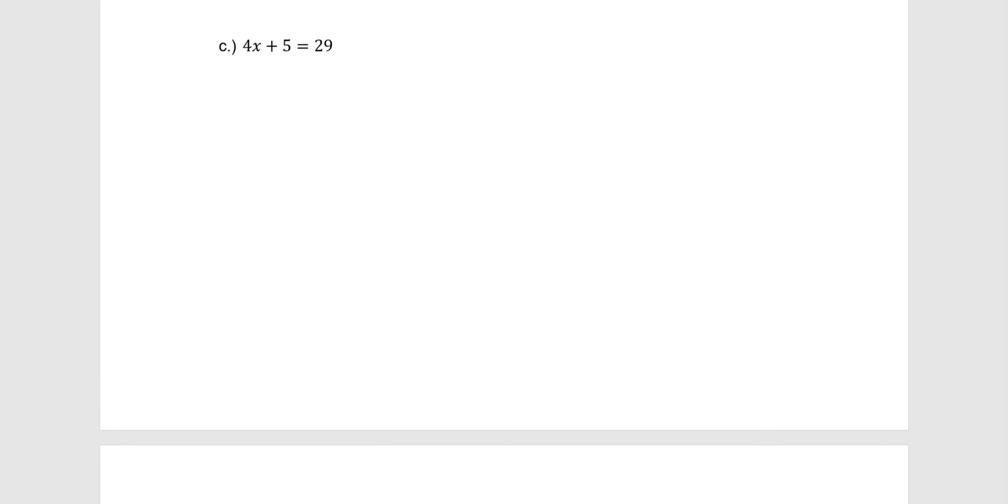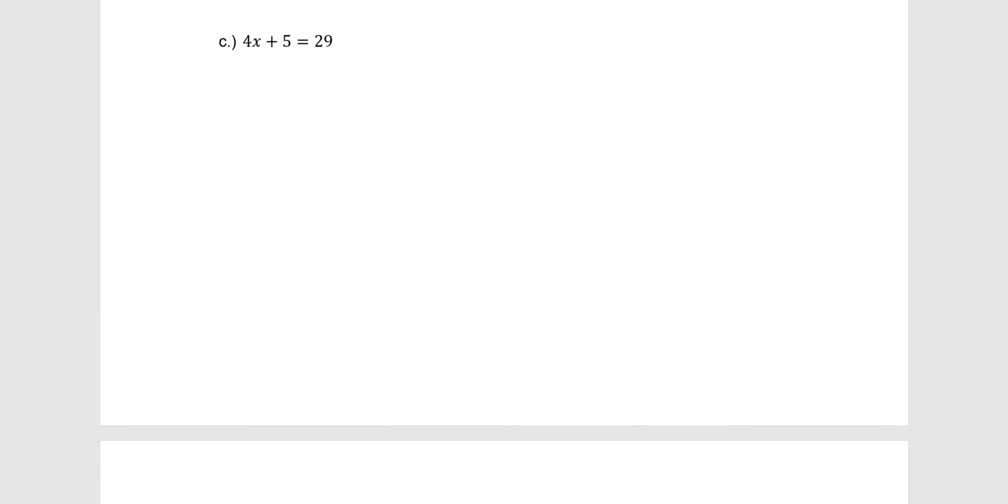Next one, we have 4x plus 5 equals 29. So this time we have to get rid of this plus 5 and this 4 to isolate the x. When we're doing this, the first step should always be to get rid of the number that's being added or subtracted. So that's going to be minus 5 on both sides to cancel that 5. So it's going to be 4x equals 29 minus 5, so 24.